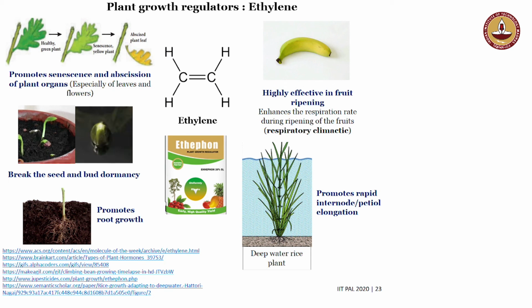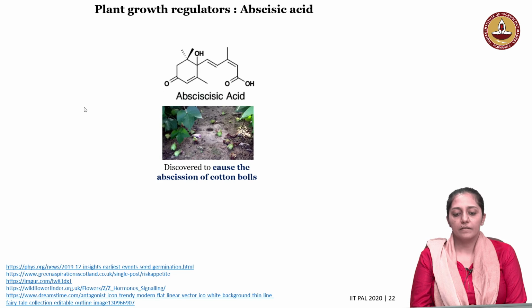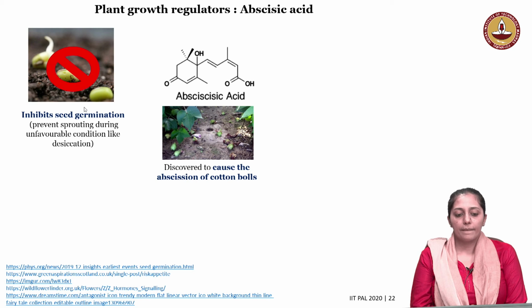Ethylene can be made available to the plants exogenously through a precursor which is available commercially. It is ethephon. A growth inhibitor or regulator is abscisic acid. It was discovered to cause abscission of cotton balls. It inhibits seed germination, which can be a protective mechanism by the plant during adverse conditions. So it will prevent sprouting during unfavorable conditions like desiccation.